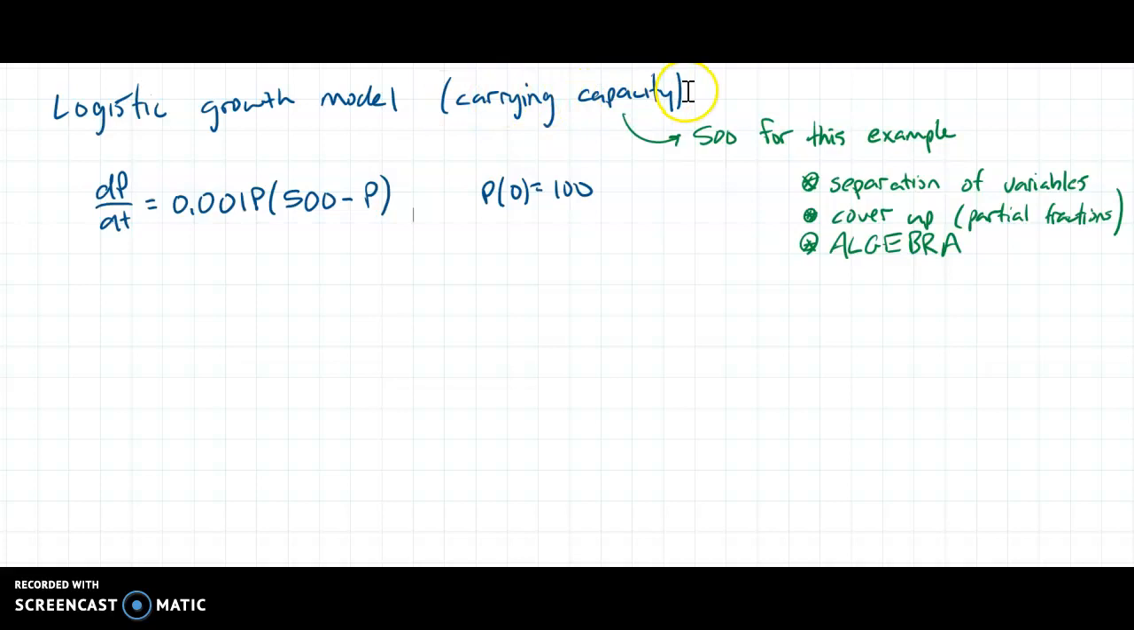The carrying capacity, as we talked about in the last one, for this example is 500. Makes sense from above. And then there are three things that are essential for you to be able to do to follow along with this video. One is separation of variables. That's the calculus side of it. Second is cover up, which is a method for doing partial fractions. If you have other ways to do partial fractions, that'll work too. I'm going to use cover up. And the last one is just straight up algebra. There is a ton of algebra in this example.